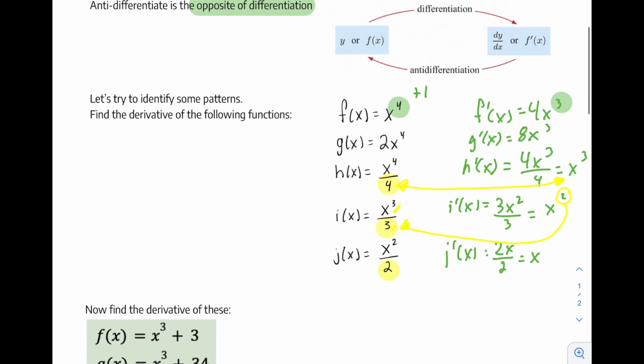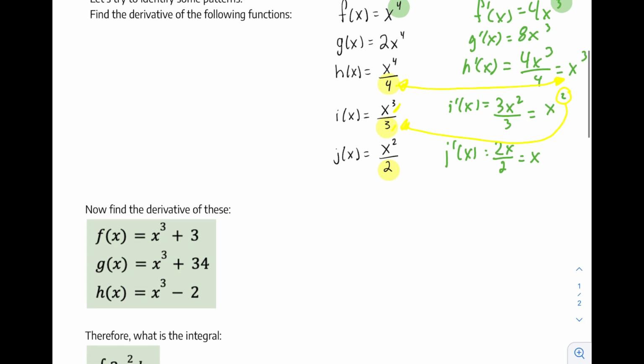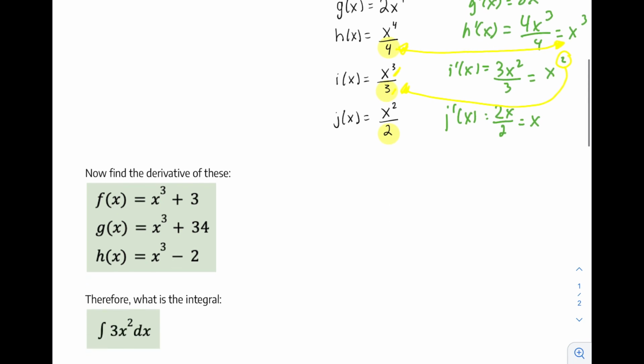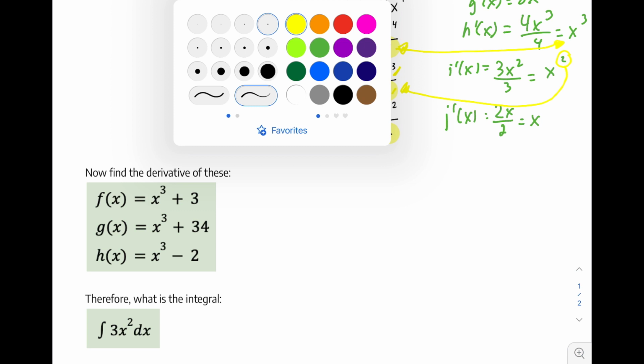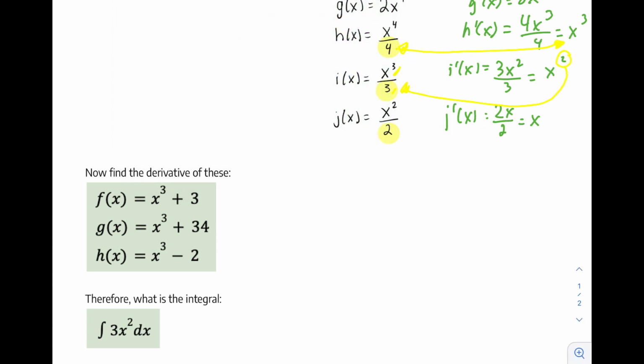Good. Now, before we talk about the final rules that we just found, let's do a couple more derivatives and see what is happening. The derivative of this function is going to be 3x squared. The derivative of 3 is just 0. The derivative of g of x is also 3x squared. The derivative of 34 is 0. And the derivative of h of x is 3x squared as well.